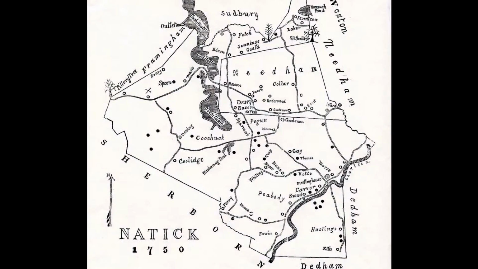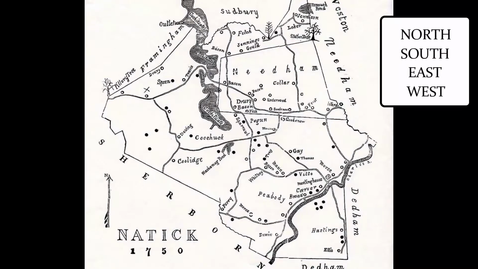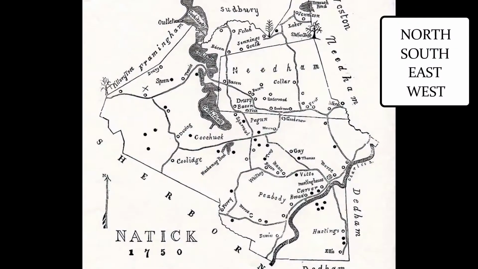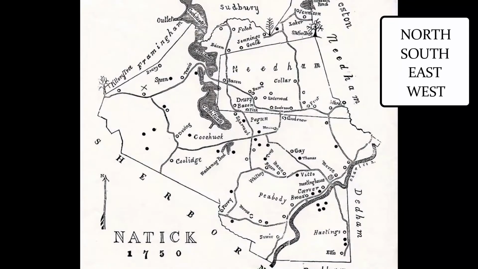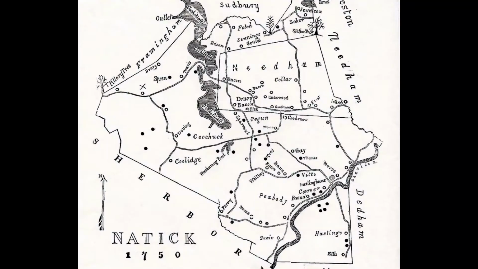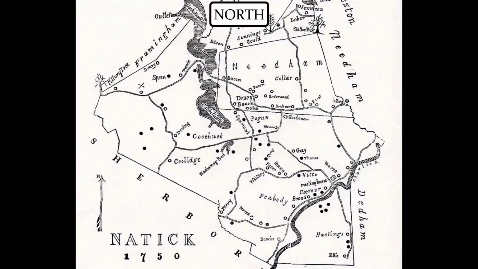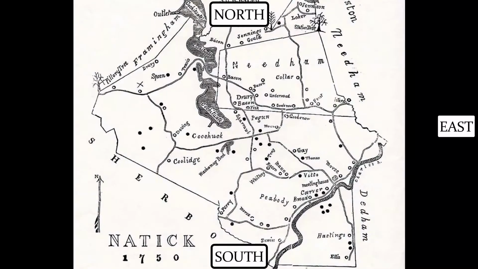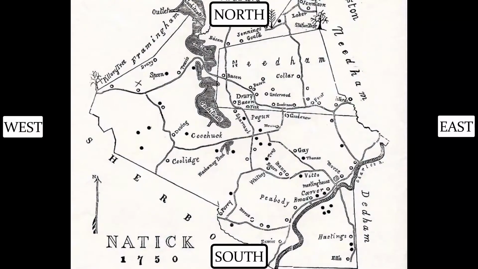Maps have to indicate what direction north, south, east, and west are on the map. These directions, north, south, east, and west, are known as the cardinal directions. In most cases, north is to the top of the page, south is to the bottom, east is to the right, and west is to the left.